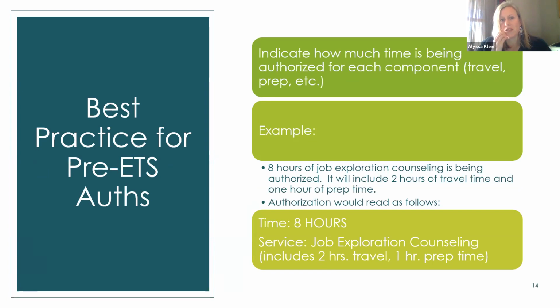So best practice on authorizations is to indicate the amount of time for any of those extra items that are beyond the service time. And here's an example. Let's say you are authorizing for 8 hours of job exploration counseling, and it's going to include 2 hours of travel time and 1 hour of prep time. So the total amount that's going to be authorized is 8, but it will have 3 hours included in there for those things. So again, on the authorization, it will list 8 hours. The service will be job exploration counseling, but then in parentheses, that's where you would denote includes 2 hours travel, 1 hour of prep time.